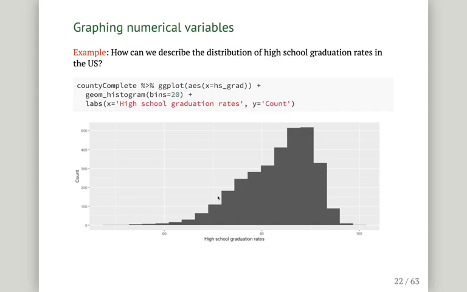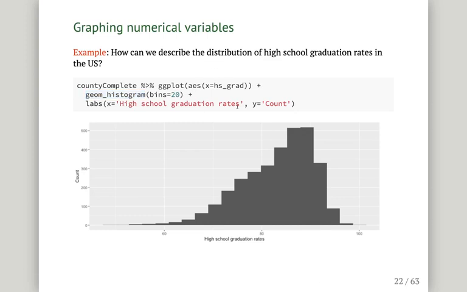Okay, so let's talk about graphing numerical variables. There's 3 major types of plots that we might use for a single numerical variable: histograms, box plots, and then scatter plots. We'll actually work with 2 numerical variables. So let's say that we want to describe the distribution of high school graduation rates in the US. So how many people in a county are graduating from high school? We could create a histogram. So this is our histogram geometry. It looks like we are seeing lots of counties that are graduating somewhere between about 80 and 95% of their population from high school, which is pretty good.